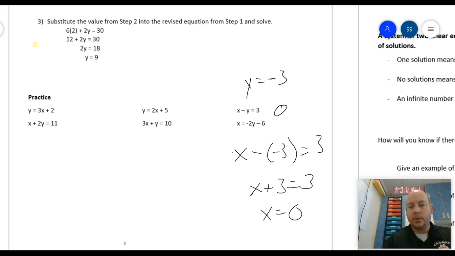So then I got 0, comma, negative 3. And again, we can check those, right? x minus y equals 3. So 0 minus negative 3 is positive 3. It works there. x equals negative 2 times y. Well, negative 2 times negative 3 is positive 6. 6 minus 6 is 0, which is our x value. So it checks out there. Okay, so we know we're right.